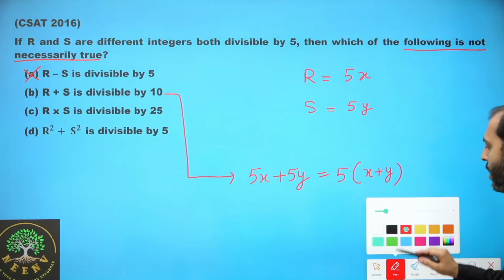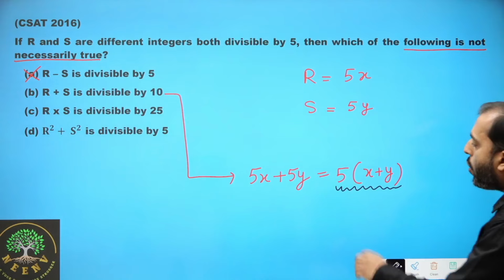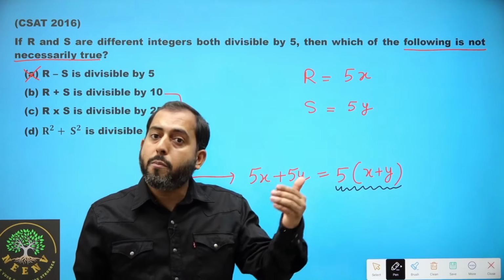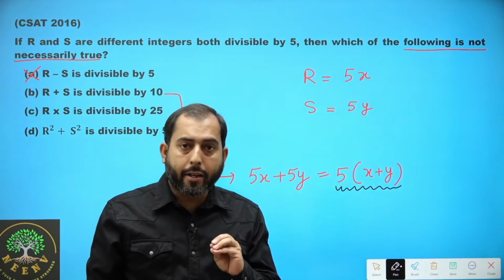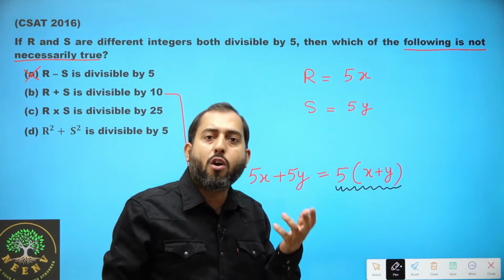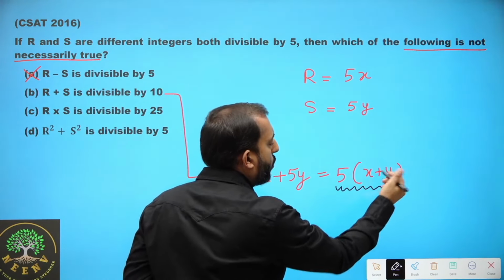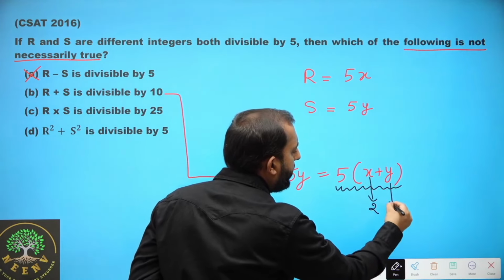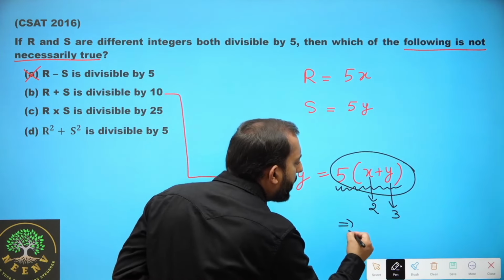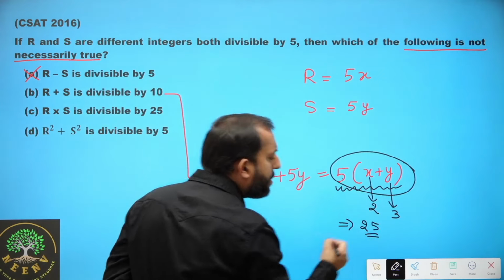Now I can see the final result over here is 5 into something. Now 5 into something means this expression will definitely be divisible by 5. But I cannot guarantee whether this number will be divisible by 10 or not. Why? Because x can take any value, y can take any value. If x is 2 and y is 3, then this result will become 5 into (2 plus 3), 25. Now, is 25 divisible by 10?